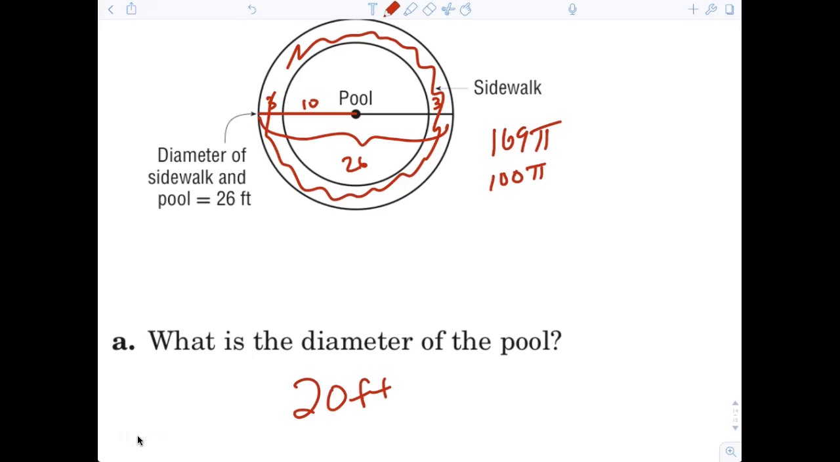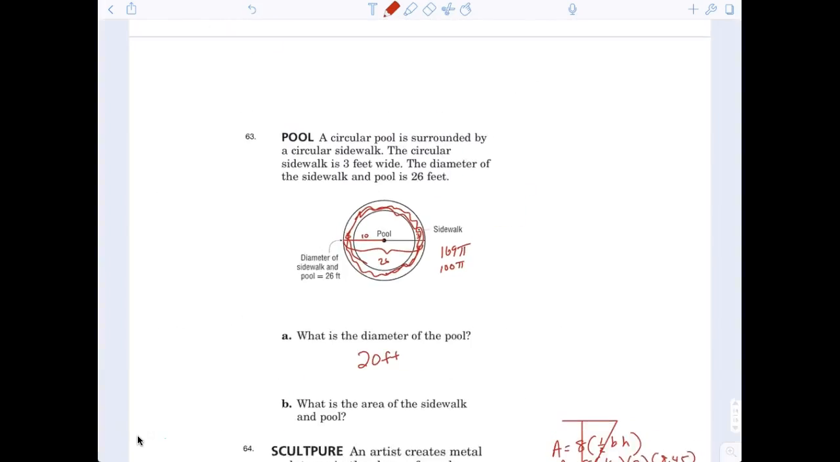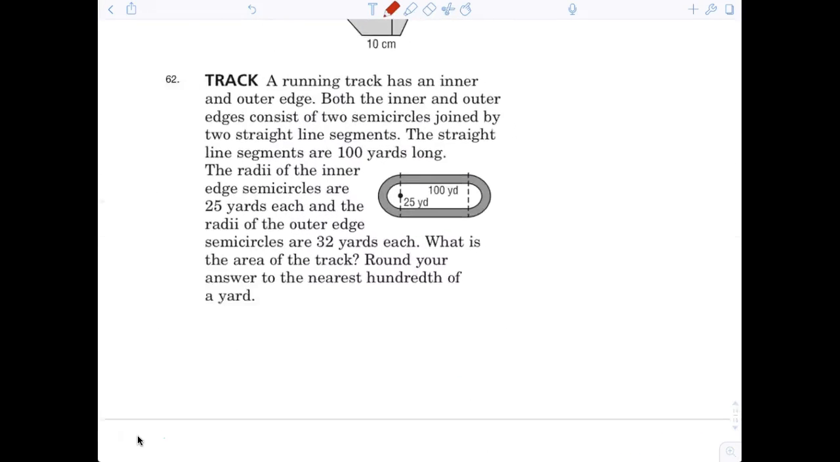Does everybody agree with that? So then this area over here, all right, perfect. Everybody okay with that? I don't care what the question is. That's just a way to figure out the area of the pool. We can figure out the area of the sidewalk, or the area of the pool and the sidewalk together. It doesn't matter. The question is a little unclear in my opinion. All right, let's keep going.